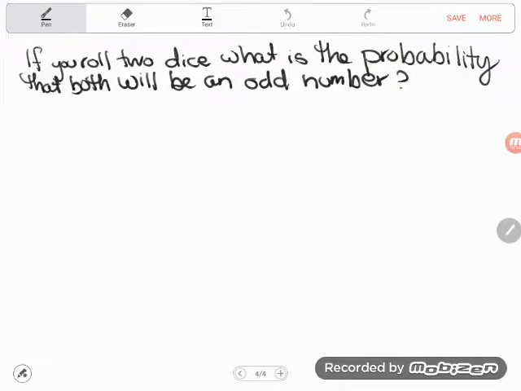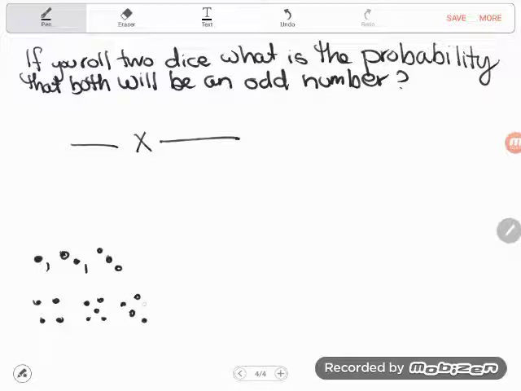Okay, last one. This one says if you roll 2 dice, what is the probability that both will be an odd number? Once again, I have 2 dice going on, so let's look at 1, 2. So let's look at the probability that the first dice will be an odd number. Well, if you think about a standard die, there's one that has 1 dot, there's a 2, a 3, there's a 4, there's a 5, and there's a 6.